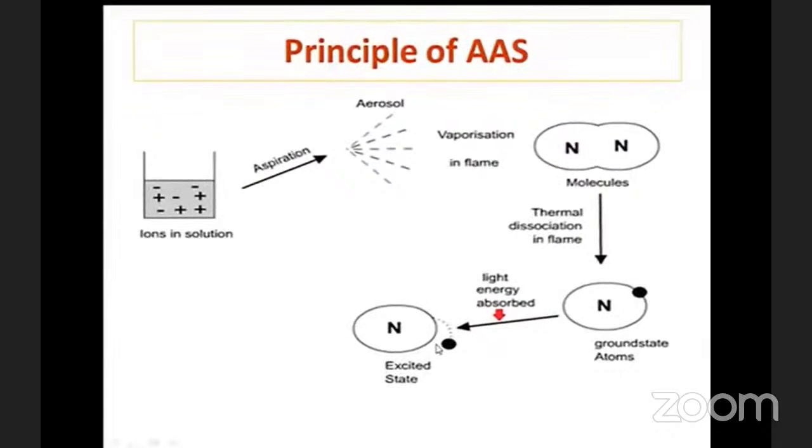As against this, in flame emission spectroscopy, the emission intensity depends on the number of excited atoms and hence on the flame temperature. This is the basic difference between flame emission spectroscopy and atomic absorption spectroscopy. So in flame emission spectroscopy, flame temperature is responsible for raising ground state atoms to the excited state, whereas in atomic absorption spectroscopy, the characteristic wavelength is responsible for the excitation of ground state atoms to the excited state.